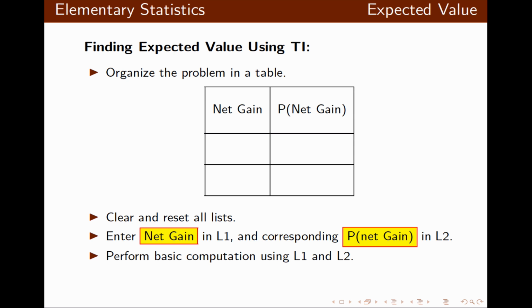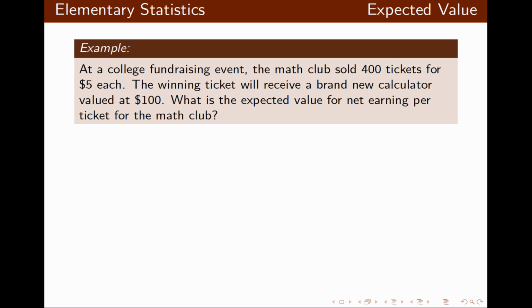Then we perform basic computation using L1 and L2. I will show you in this video how to do it. An expected value is the value of x bar. For us, x bar represents mu, the mean, which is the measurement of the average for probability distribution. Let's look at a few examples.